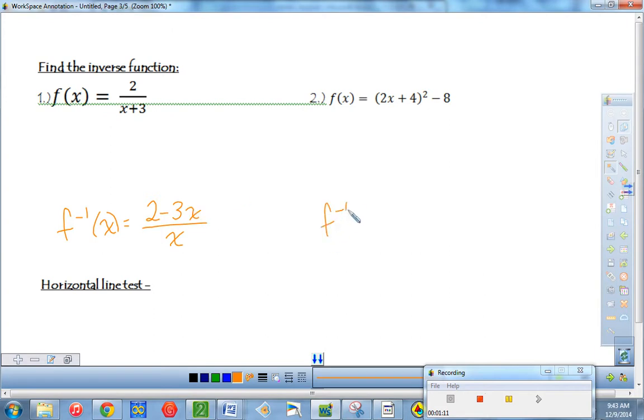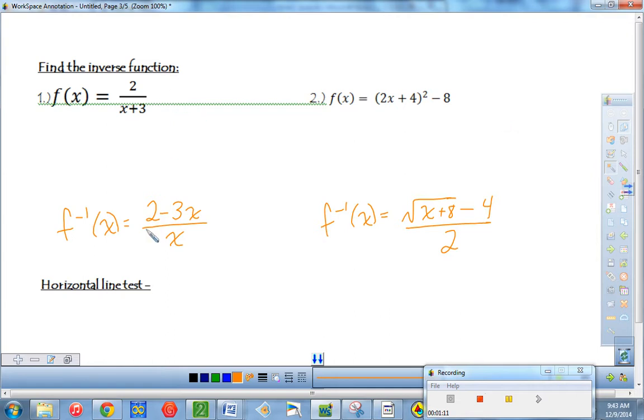And in the second one, you should get the square root of x plus 8, minus 4, all over 2. If these are really confusing you, make sure that you write a question here for me. Let me know that. We will be practicing them in class as well.